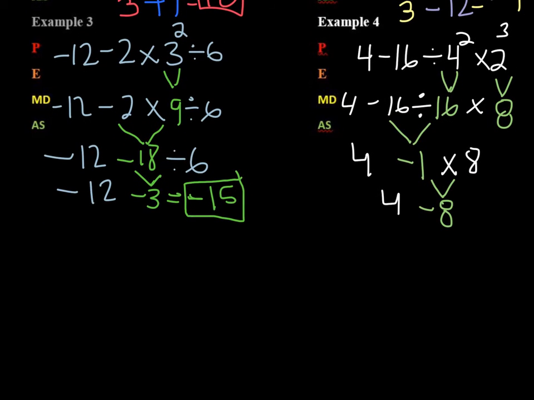Alright, lastly, there's no more multiplication or division, but there is subtraction. So, 4 take away a negative 8 gives us a negative 4, because we know that 8 is bigger than 4, and the minus sign is in front of the 8. So our answer will be negative 4.